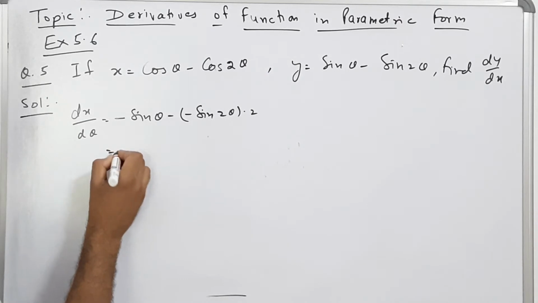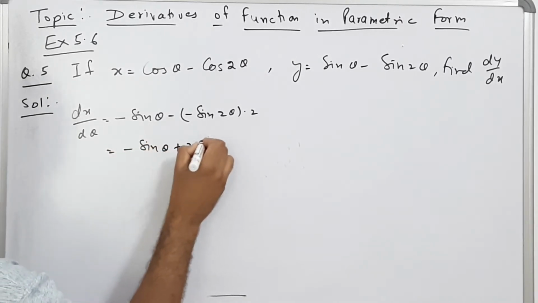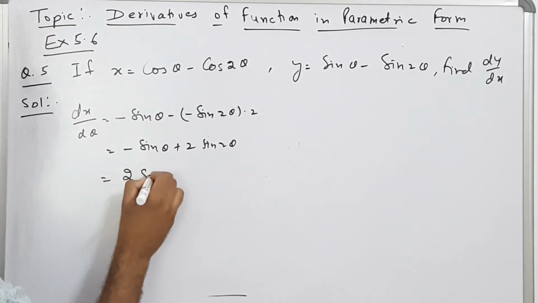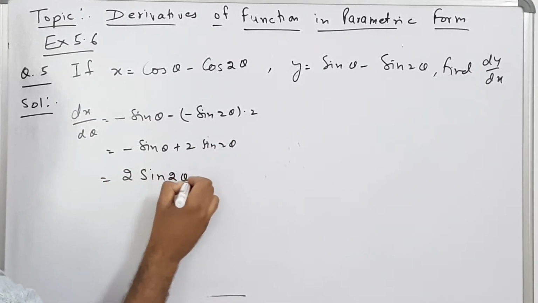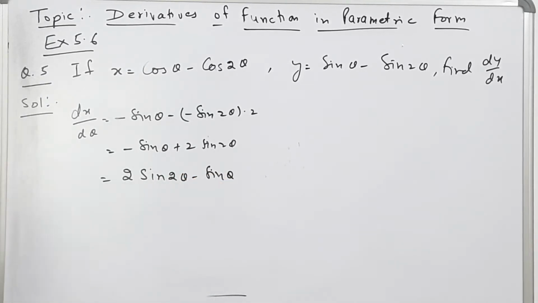So the next part is minus sin theta plus 2 sin 2 theta, or it can be written here 2 sin 2 theta minus sin theta. Better we write the positive quantity in the front.